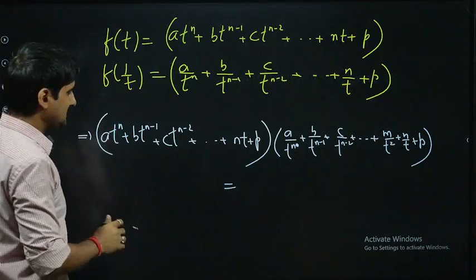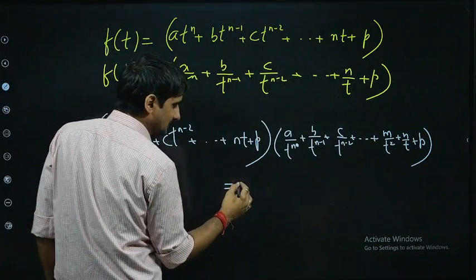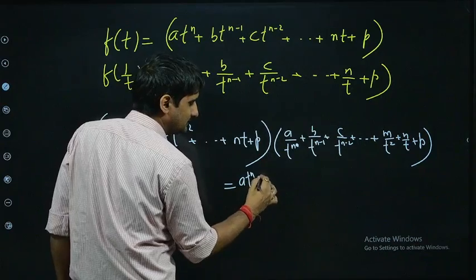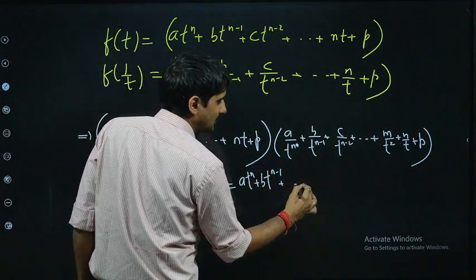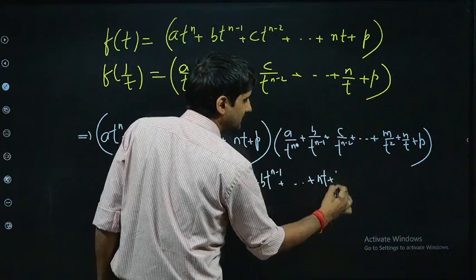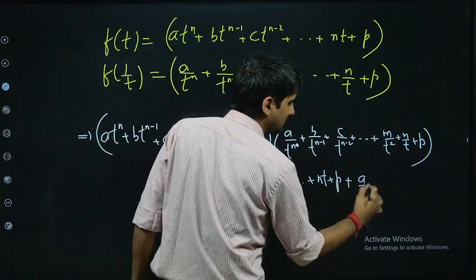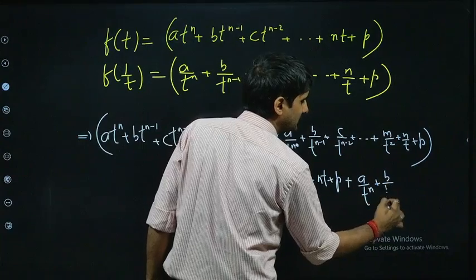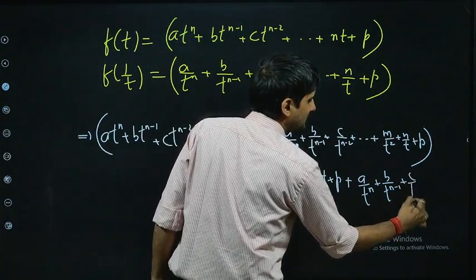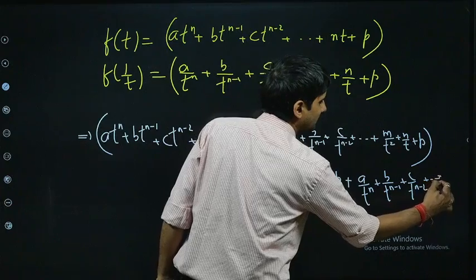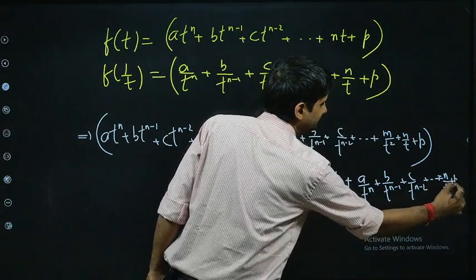So that means it's an identity statement, and this is like a times t raised to power n, b times t raised to power n minus 1 and so on, mt plus p, and f of 1 by t will be a by t raised to power n plus b by t raised to power n minus 1, c by t raised to power n minus 2, plus m by t plus p.